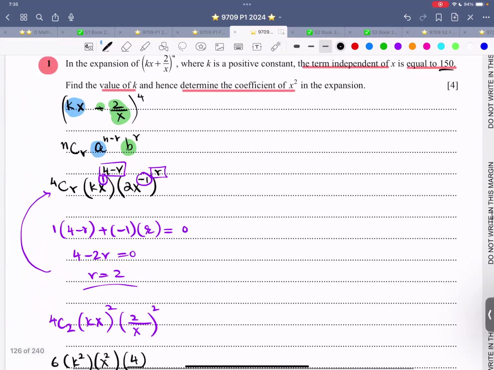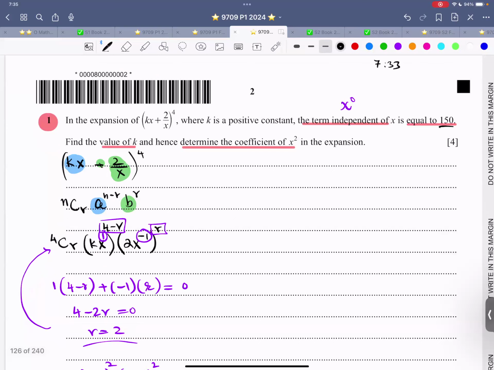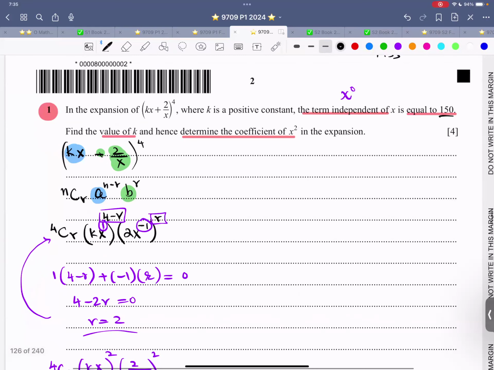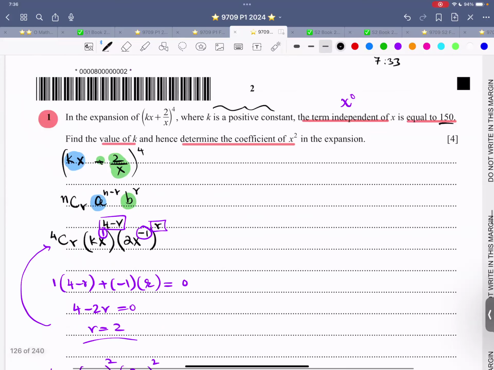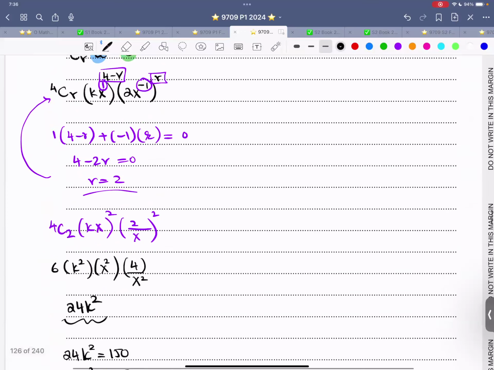And what else is there? Does it say positive, negative? Find the value of k. k is a positive constant, it says over here. So therefore, k is the positive square root of 6.25. That comes out to be 2.5. That thing is done. And now they are asking the coefficient of x squared.